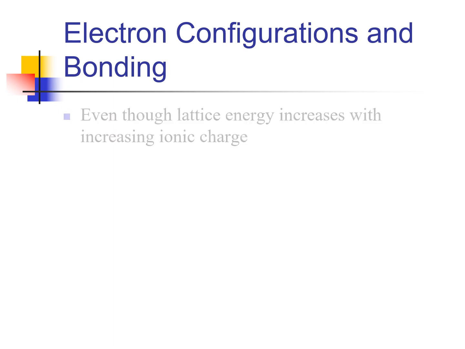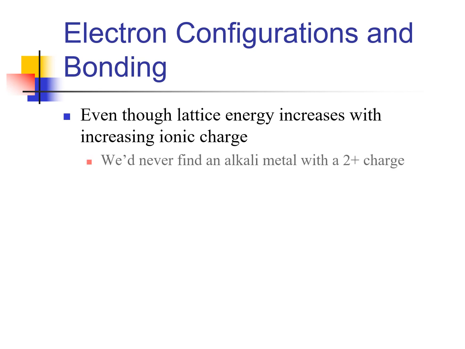So, electron configurations and bonding. Even though the lattice energy itself increases with increasing ionic charge, you're never going to find an alkali metal with a 2+ charge. So we have to think about this. Why, even though the lattice energy would be greater, wouldn't sodium have a 2+ charge? Why aren't ions maximizing their charge? So again, Na2+ is wrong, Na+ is right.